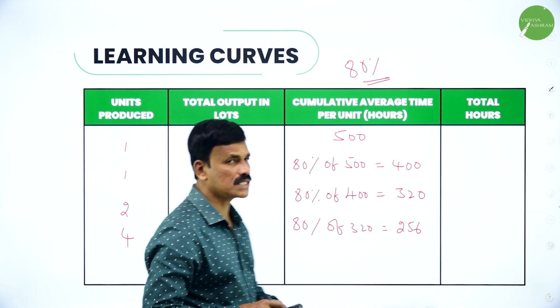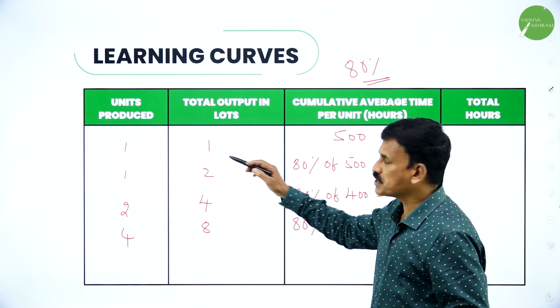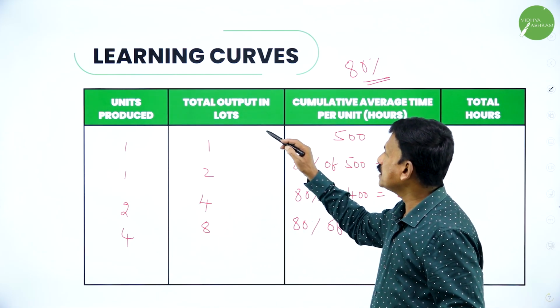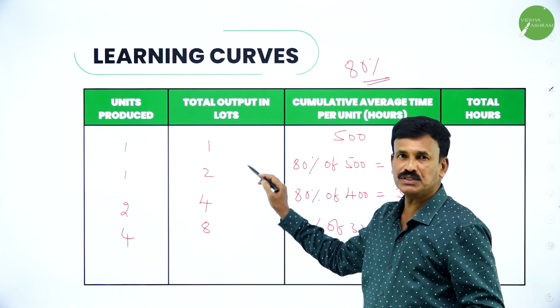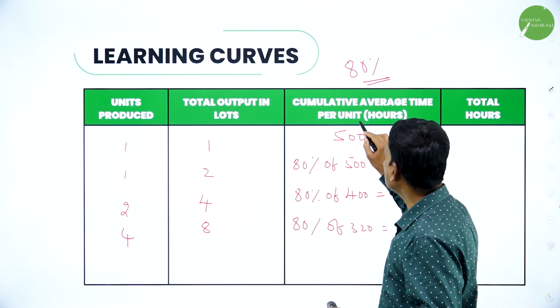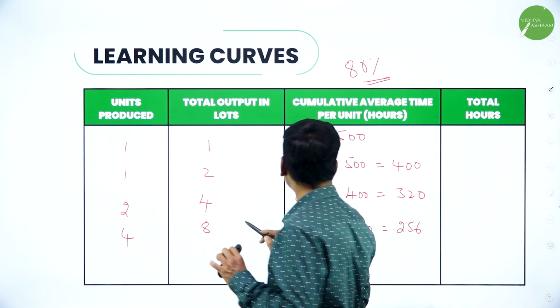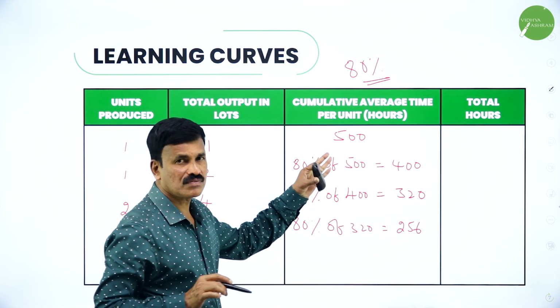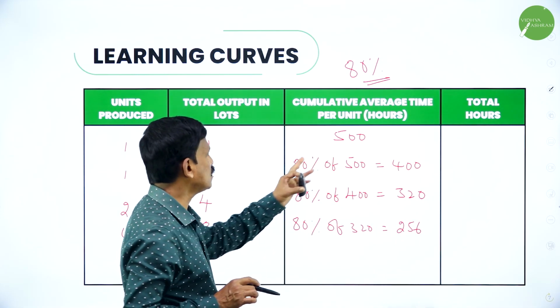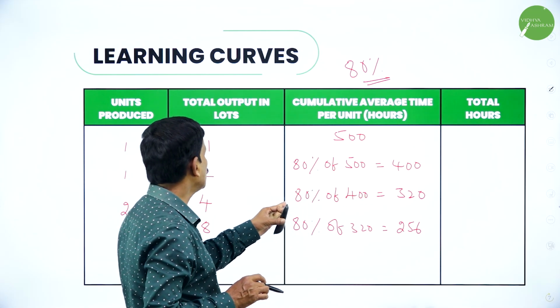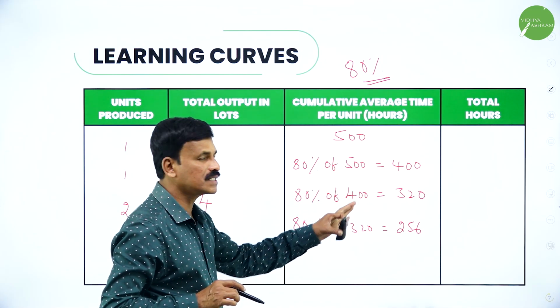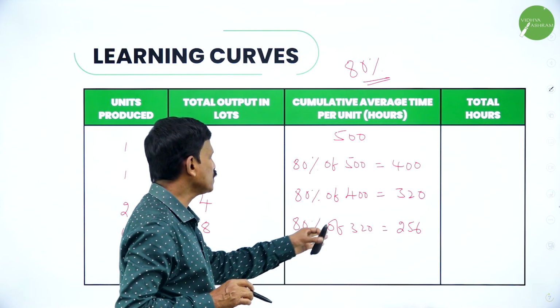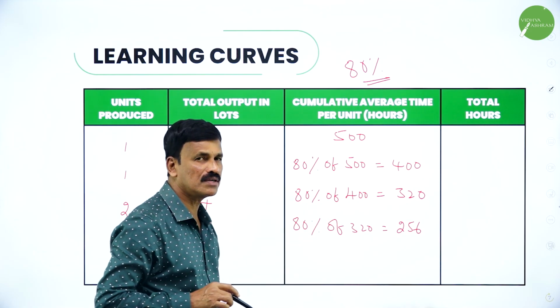Just for 80%, units produced are 1, 1, 2, 4. Then the total output in lots is 1, 2, 4 and 8. Then the cumulative average time per unit: the first one is 500. Next 80% of 500 is 400. Again 80% of 400 is 320. And similarly 80% of 320 is 256.